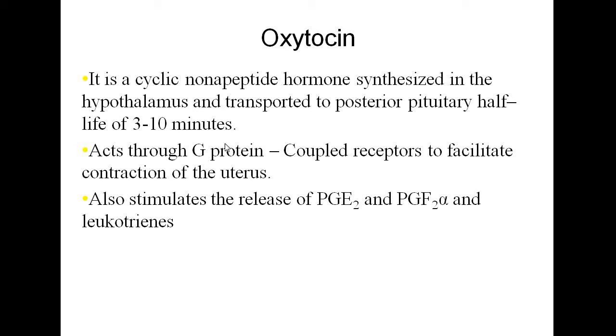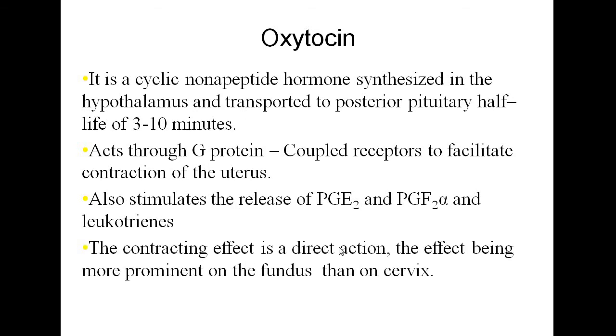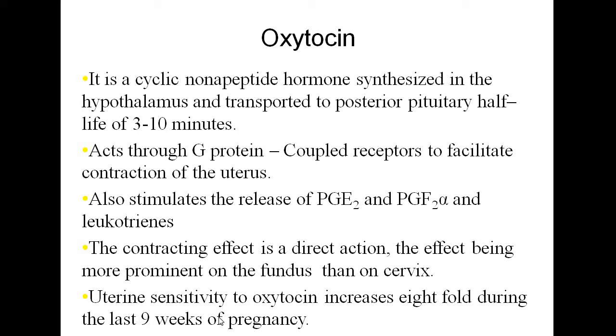Like I said, the action of oxytocin on the uterus: the effect is more prominent on the fundus than on the cervix. So the fundus contracts more vigorously while the cervix relaxes. So this facilitates the expulsion of the fetus. As pregnancy progresses, the sensitivity of the uterus to oxytocin increases almost 8-fold during the last 9 weeks of pregnancy. So the basic role of oxytocin is to terminate pregnancy at term by contracting the fundus and relaxing the cervix. The fetus is expelled.